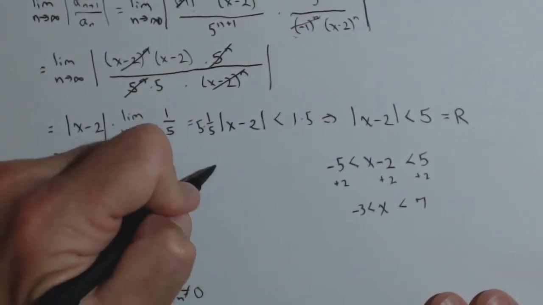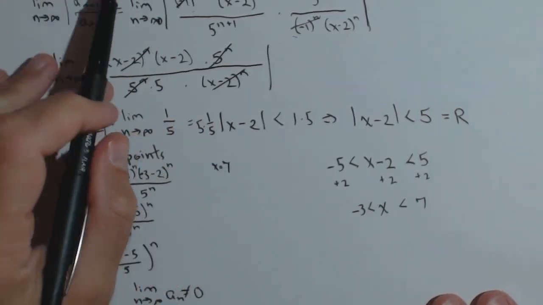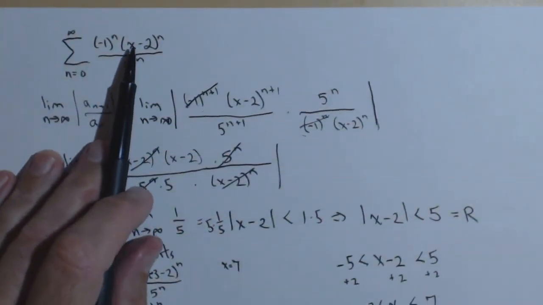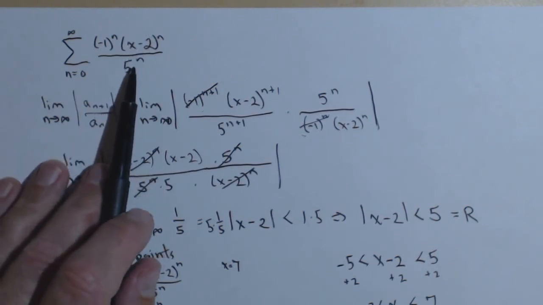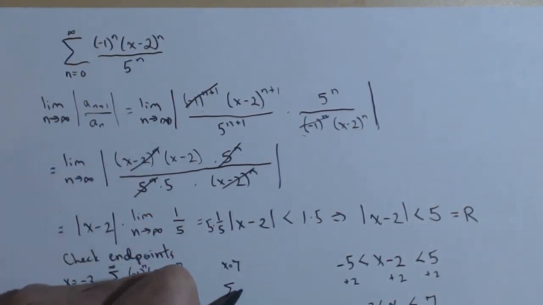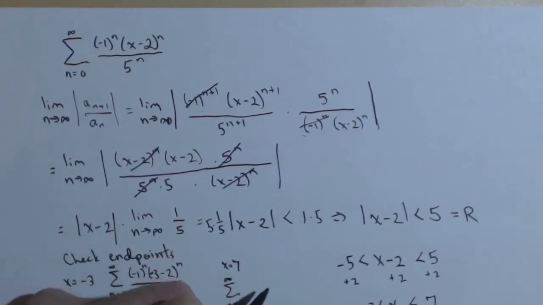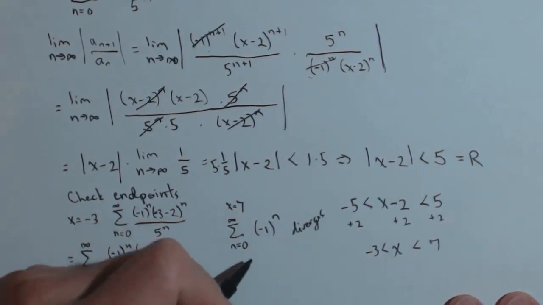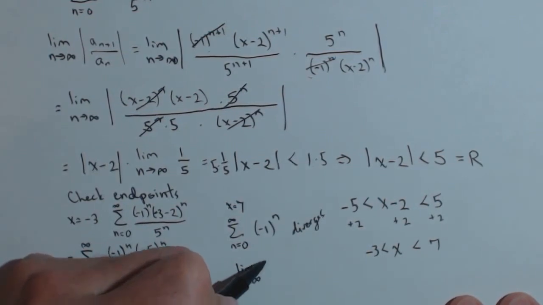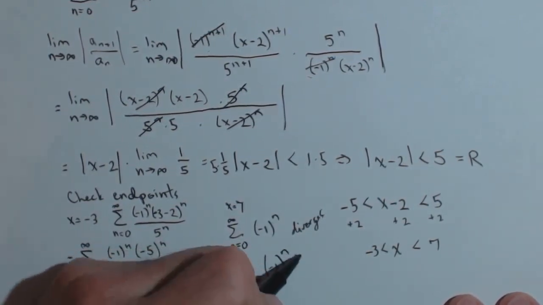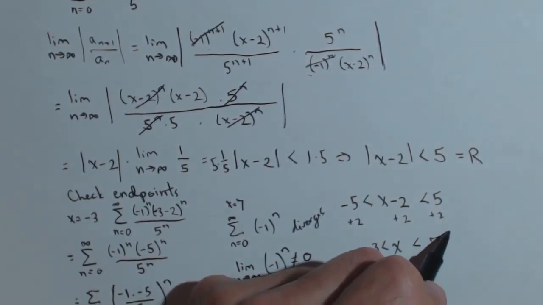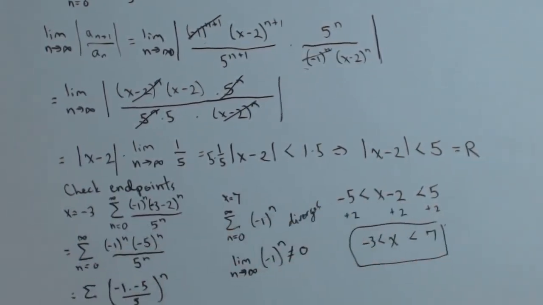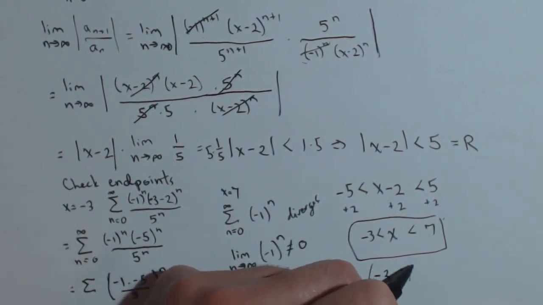We also need to check x equals 7. And we plug that into our original, and we can see 7 minus 2 is going to give us 5. 5 to the n over 5 to the n is going to cancel. So when we plug in that 7, we're going to get the sum from 0 to infinity of just negative 1 to the n. This also is divergent, and we could use the exact same test. The limit as n goes to infinity of negative 1 to the n does not go to 0. So we do not want to include either of our endpoints, and there is our interval of convergence, or if you wanted interval notation, negative 3 to 7.